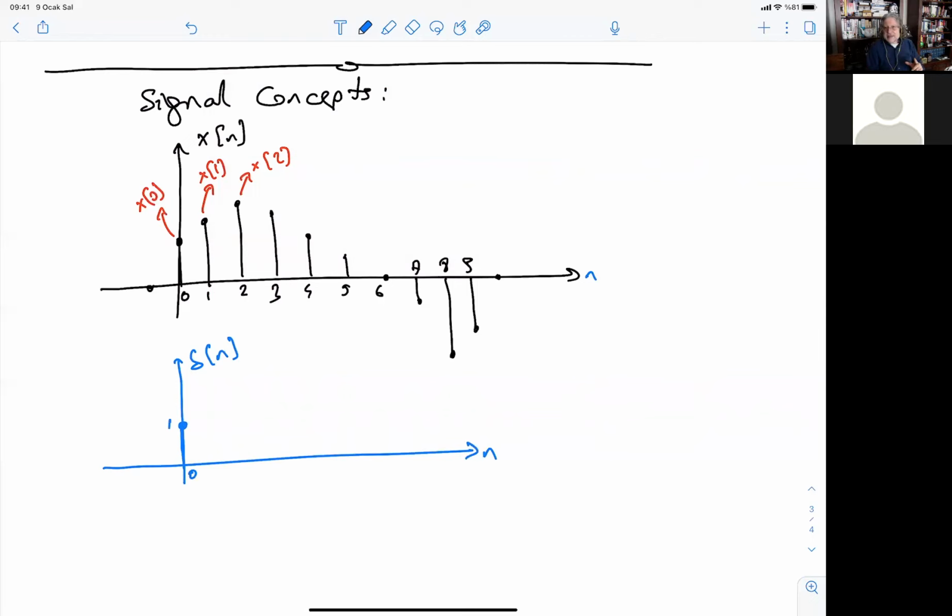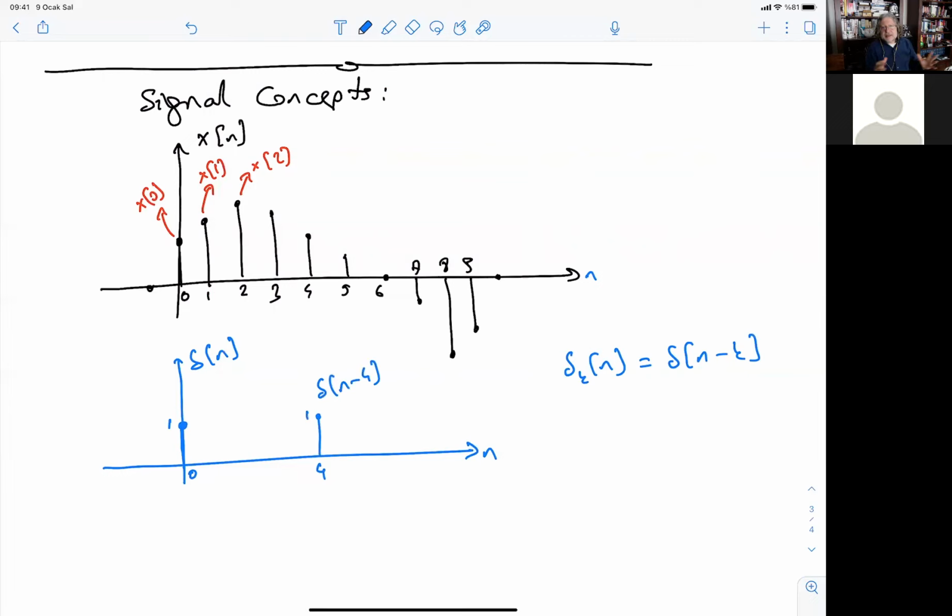The other basis signals, this is one basis signal. The other basis signals can be generated from this one by simply shifting it, like delta n minus k. Delta n minus k is another unit sample at the position n is equal to k. For example, when n is equal to 4, this is delta n minus 4 at 4. Its value is again 1.